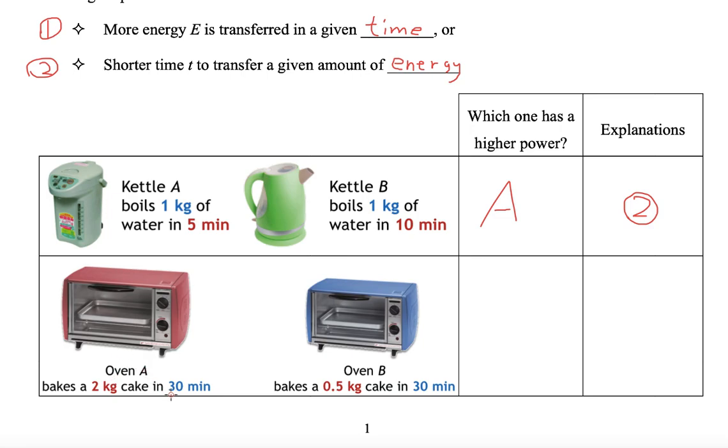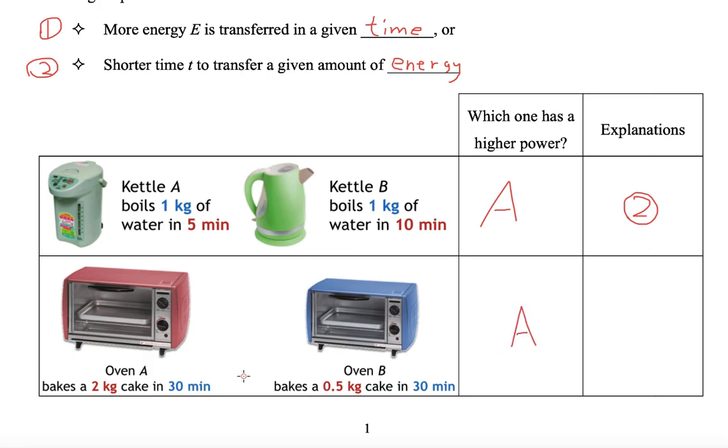You see the time. Both of them spend 30 minutes. But oven A can bake 2 kg cake, but oven B can only bake 0.5 kg cake. So that means within the same period of time, which is 30 minutes, oven A can bake a larger mass of cake, which means that it can transfer more energy within the same period of time. So this time is also A.